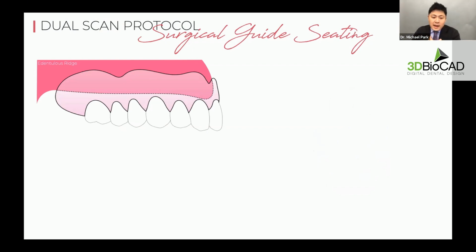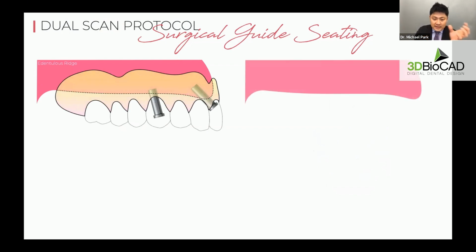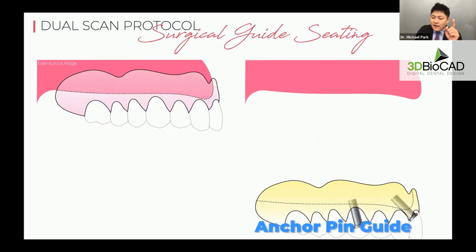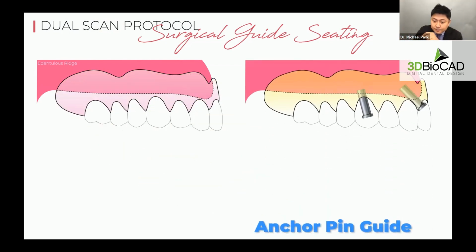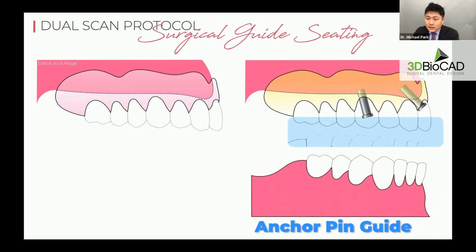So the way I position the surgical guide in the correct position is I create a duplicate of the scan appliance. So it's the exact replica of the scan appliance, but it will have anchor pin guides in it. So how did we seat our scan appliance inside the mouth? We use a bite registration, right? So we use the same bite registration that we used during the CT scan. We place that on the anchor pin guide, and then we get the patient to bite in CR.